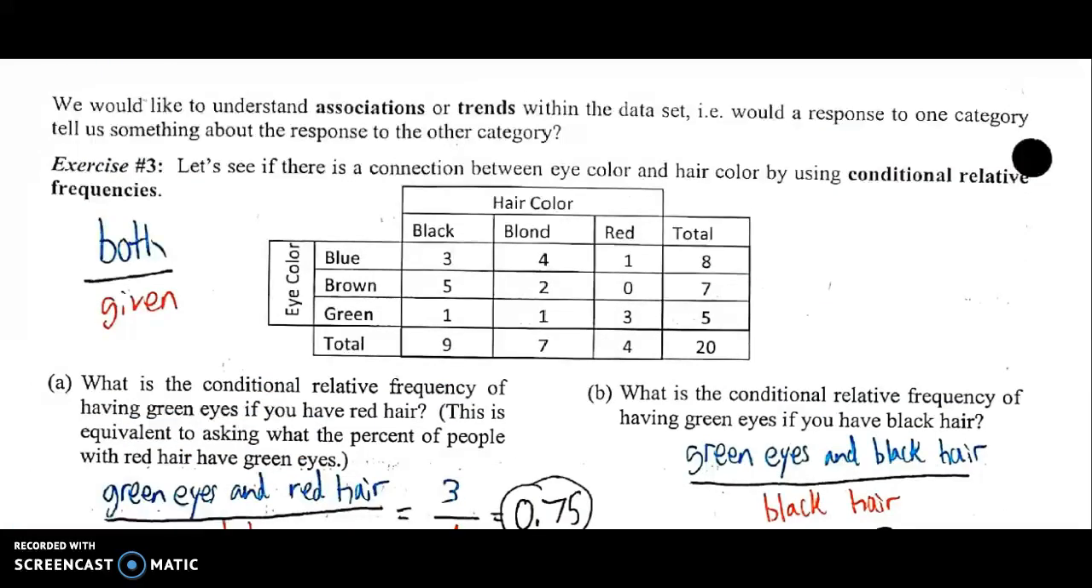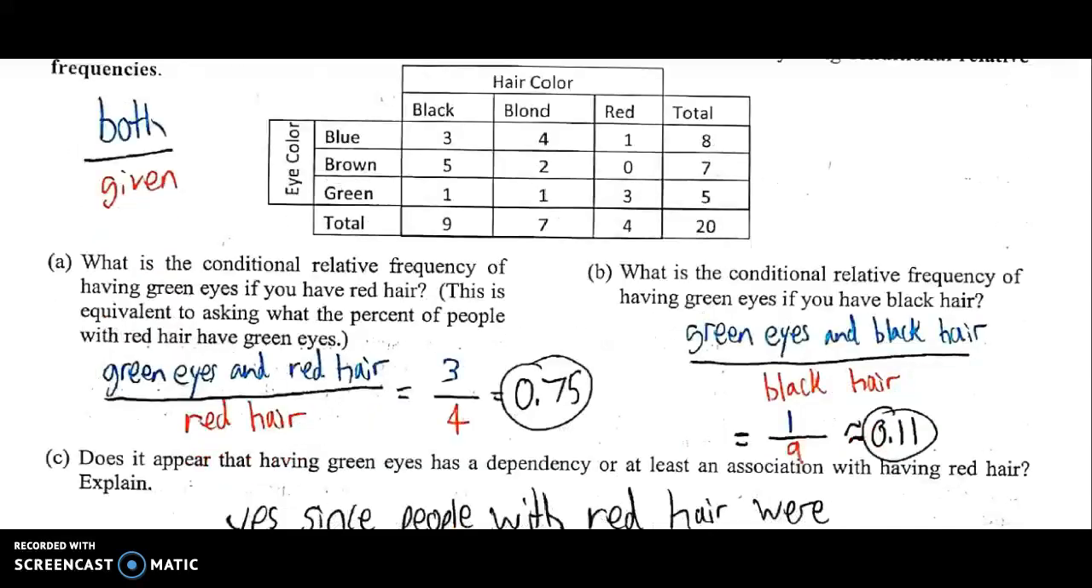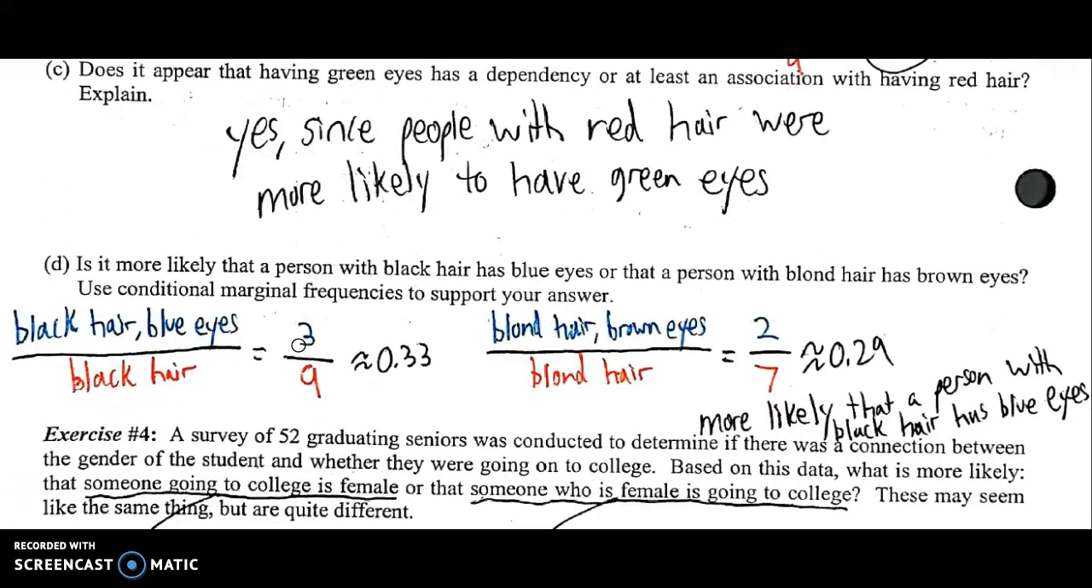And again, if we're looking at that table, black hair and blue eyes, that was just the very first box there. So that was 3 people with both. So remember, if I put both over the given information, that was 3 out of 9 people. About 33% have blue eyes if they've also had black hair.